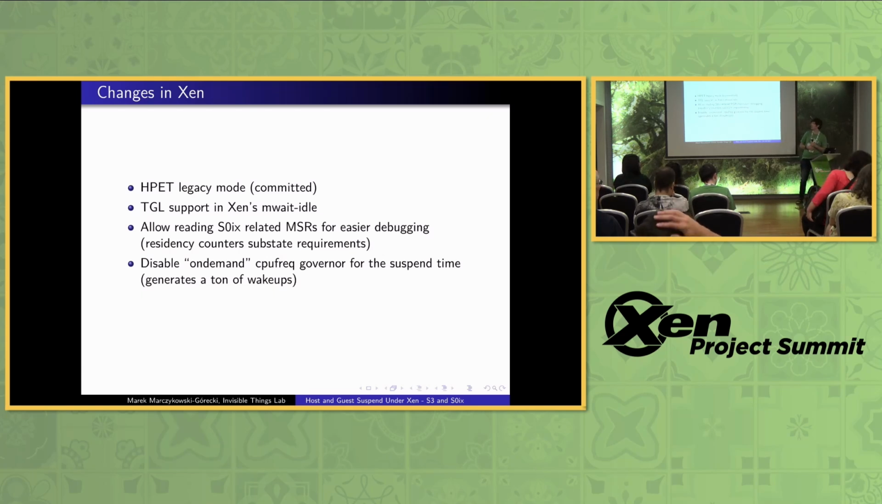Another thing we discovered is that the on-demand CPU frequency governor was causing a lot of wake-ups. It keeps some timer and wakes up constantly. So we got like 50% or 40% sleep residency. That sounds like we should disable that governor then, generally. I think it's still the default. It is the default one, but we can just switch to another one for the suspend time, and it works.